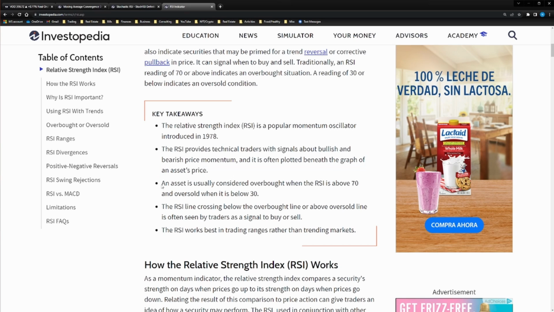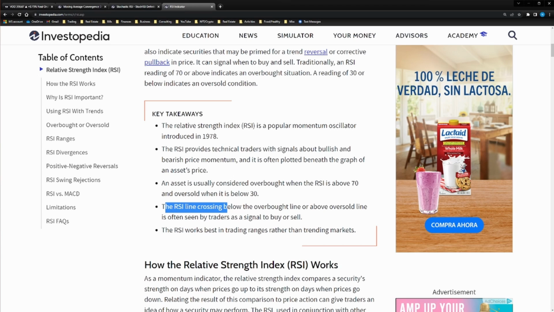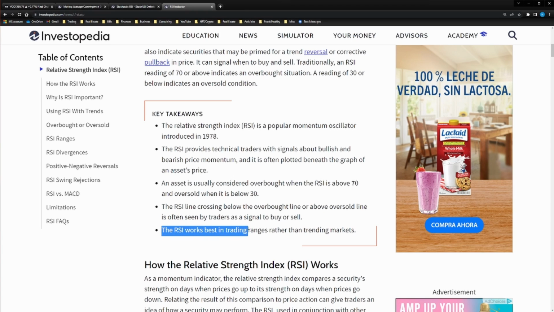I think we've already seen a little bit of that. An asset is usually considered overbought when the RSI is above 70 and oversold when it is below 30. The RSI line crossing below the overbought line or above the oversold line is often seen by traders as a signal to buy or sell.